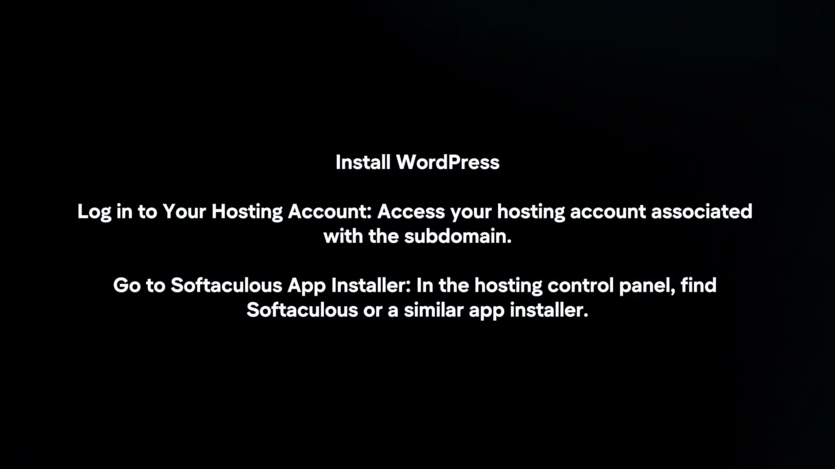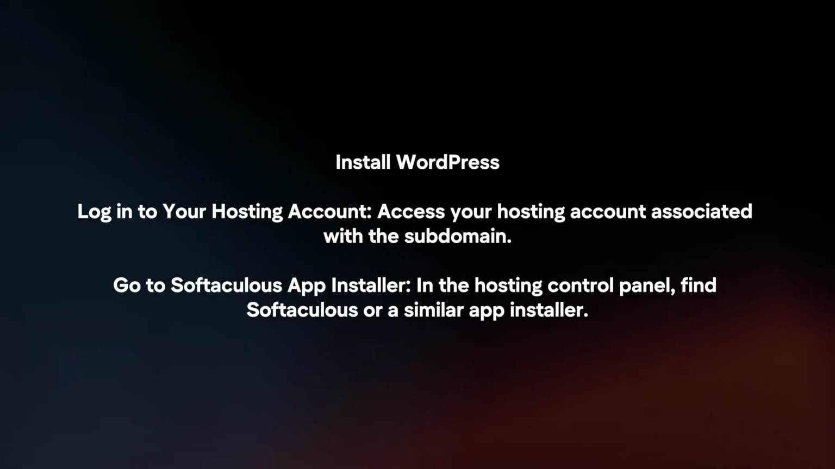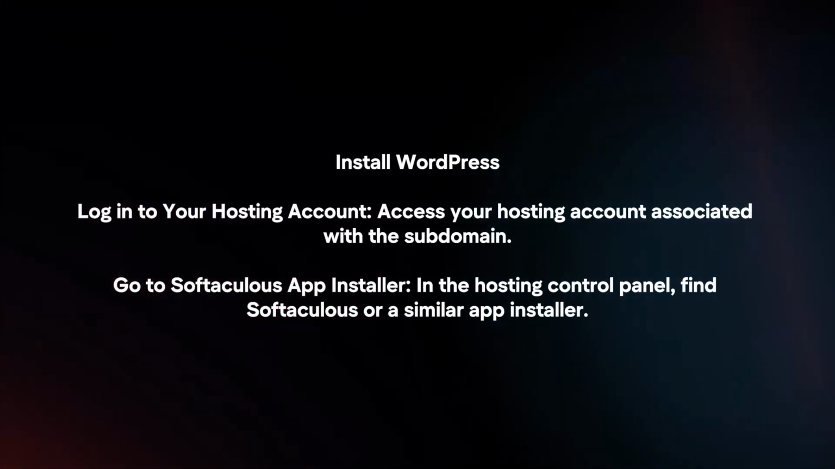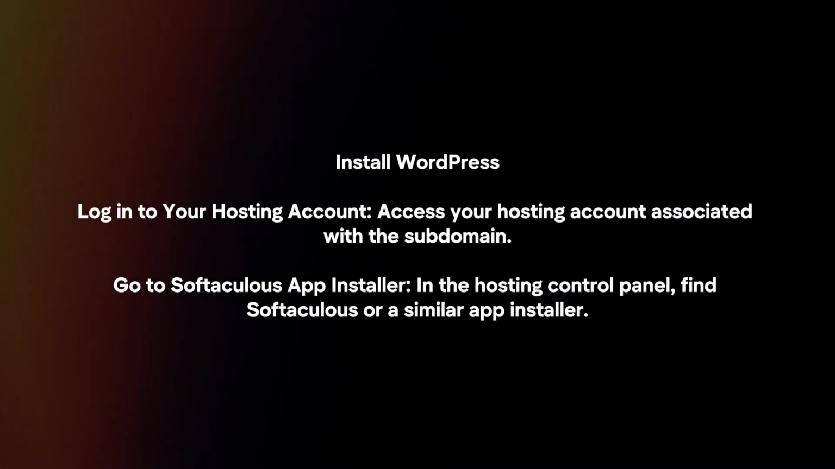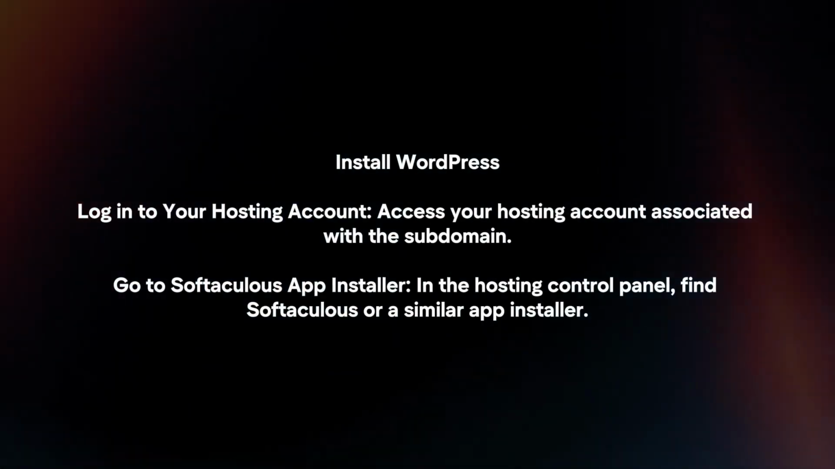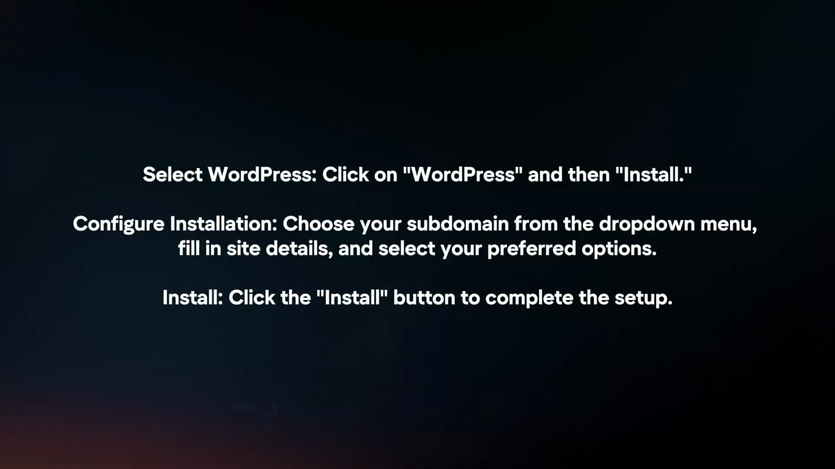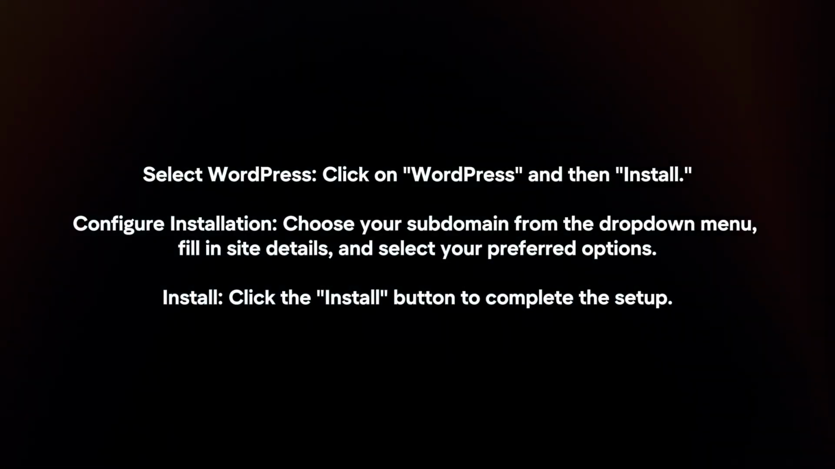Install WordPress. Log into your hosting account. Access your hosting account associated with the subdomain. Go to Softaculous App Installer. In the hosting control panel, find Softaculous or a similar app installer. Select WordPress. Click on WordPress and then Install.